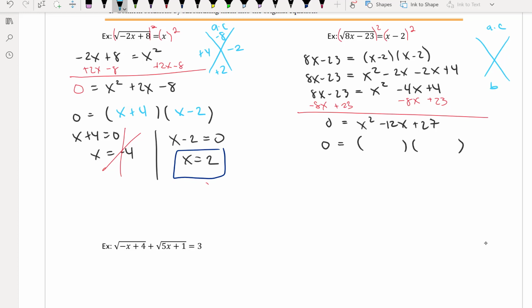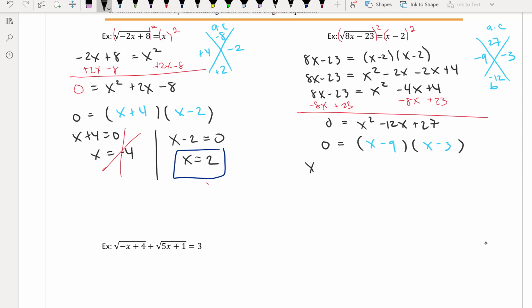Let's see. 1 times 27 would give me 27, and I want to add up to a negative 12. So that would give me a negative 9 and a negative 3. So I have x minus 9, x minus 3. Negative 9 times negative 3 is a positive 27. Negative 9 plus negative 3 is a negative 12.